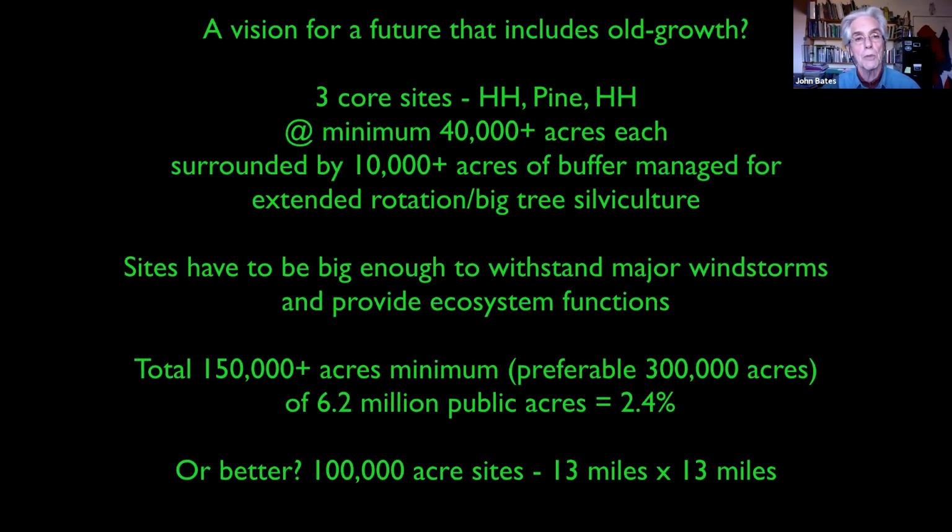So I recommend in the book that we ought to have in our state 3 core sites that are 40,000 acres in order to withstand the major windstorms and to provide ecosystem functions. If it's a smaller site, as all these sites are that I listed in the book, they're easily impacted by deer and by brown-headed cowbirds and garlic mustard, all kinds of things can easily access them because they're small. My preference was to actually look at a couple sites that might be 100,000 acres. Why not think big? It sounds huge, but it's really only 13 miles by 13 miles on a side, a distance that you can walk in a day.